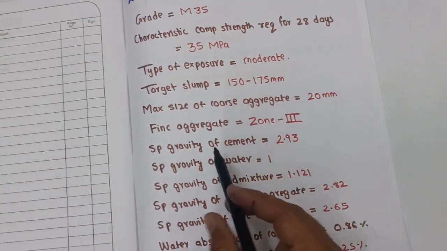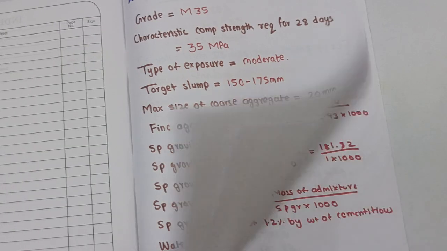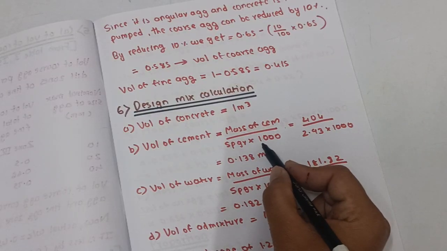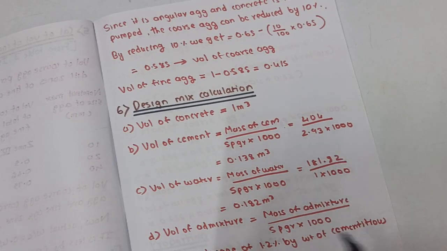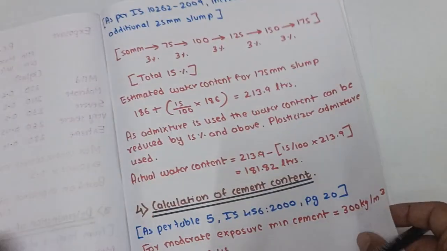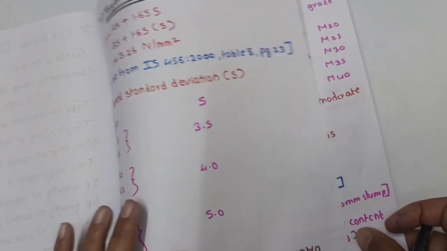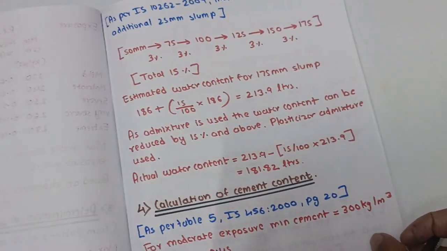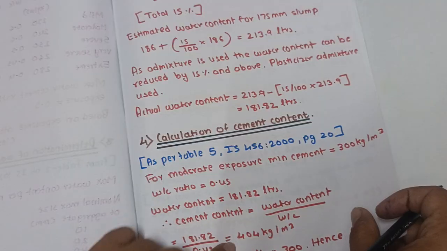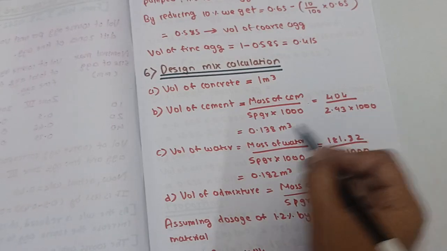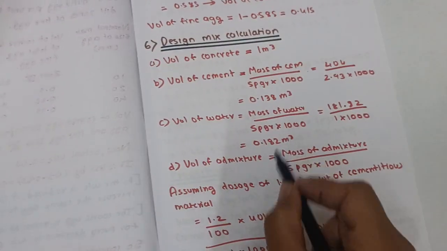As we know, we have been given specific gravity for cement, water, admixture, coarse aggregates and fine aggregates. Here we have to put specific gravity of cement, that is 2.93. So mass of cement is 404, which we have calculated here: 404 kg per m cube. Specific gravity of cement is 2.93 into 1000. We get 0.138 m cube of cement, volume of cement.